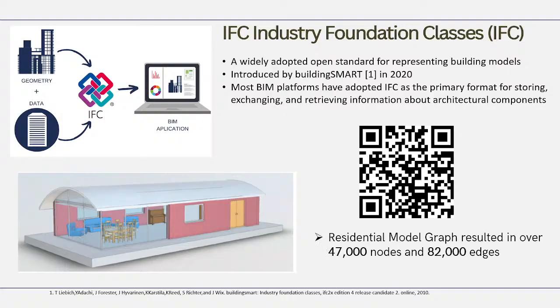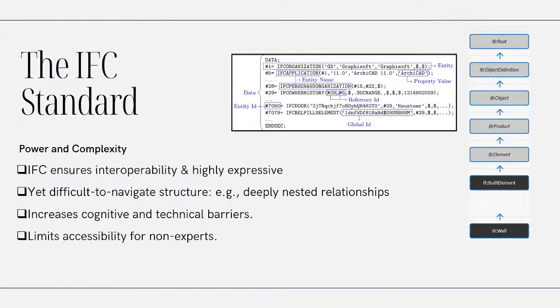We have a slide here, but I don't think it's going to work because this is not my laptop. In order to turn the IFC entities and elements of this small house into a graph, we had about 47,000 nodes and 82,000 edges. You see how complicated the graph is.